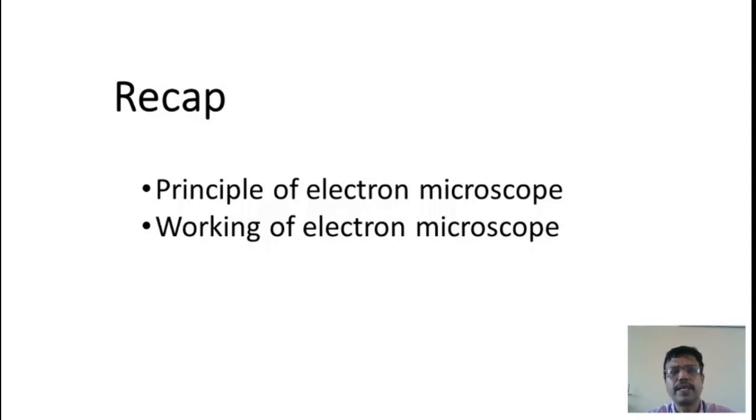This is the working of electron microscope, and one distinction between an electron microscope and an optical microscope is that the resolution is very high. Very high resolving power is generated in the case of electron microscope. So this is the working of electron microscope that is discussed.